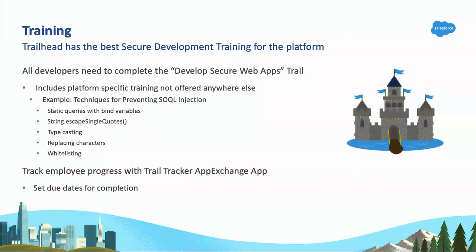They actually get a vulnerable org, and get access to spin up different attacks. So it's just really cool. The other thing that we do is track employee progress. You can use an app called Trail Tracker, which is on the AppExchange. When your developers or anyone in your organization use the same email as their corporate email, you can perform a sync with Trailhead and track progress for modules that are created.